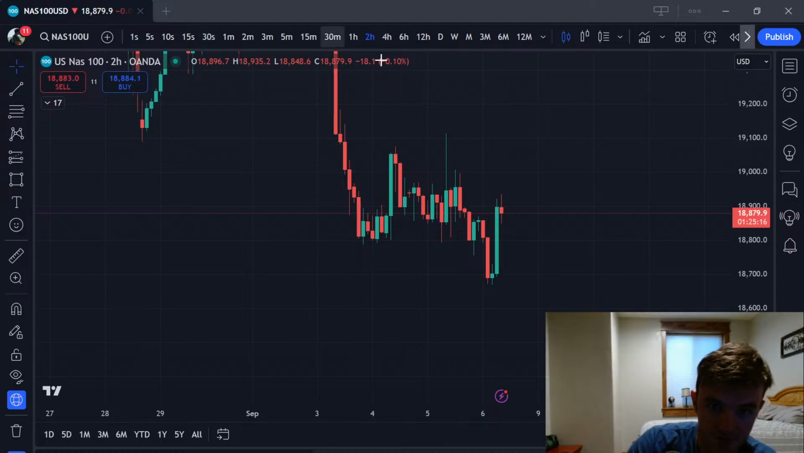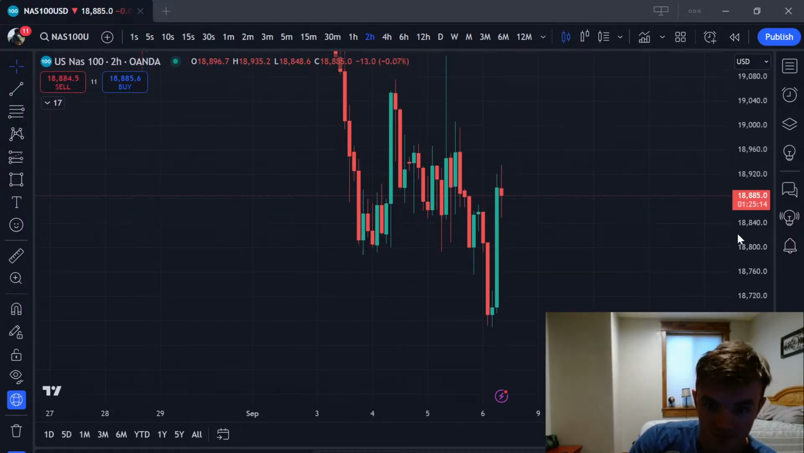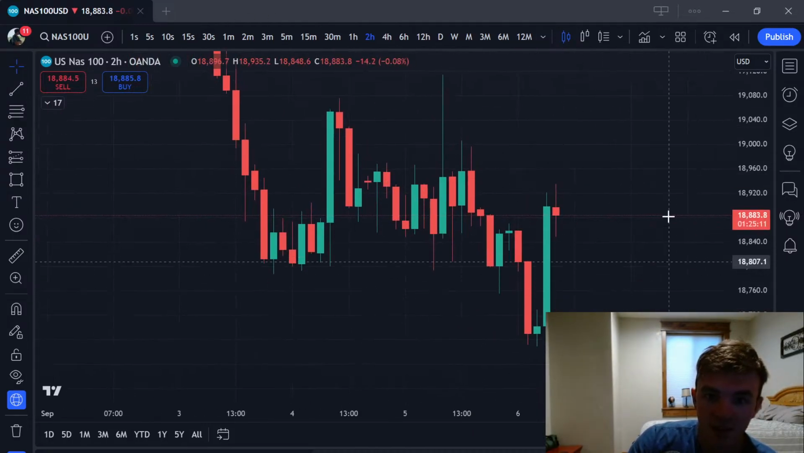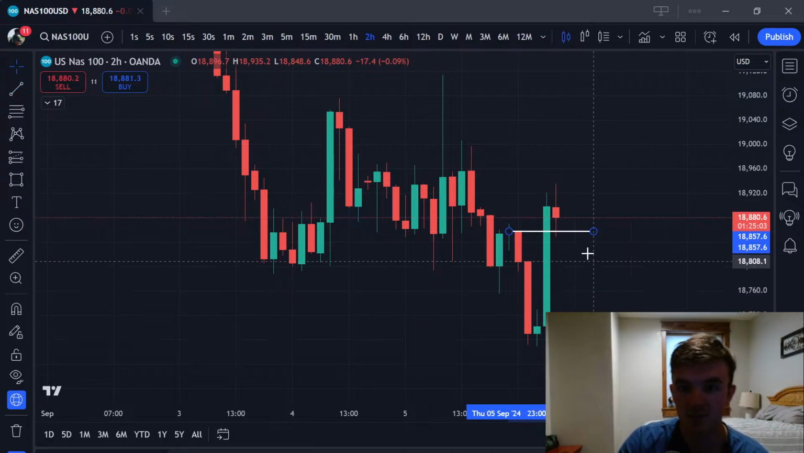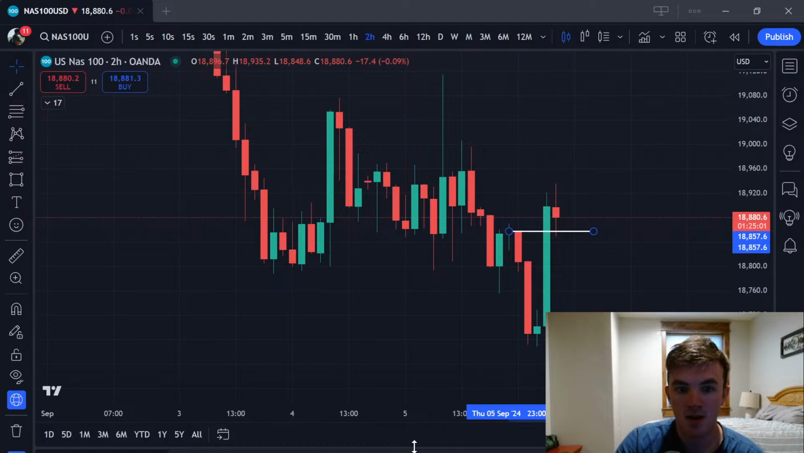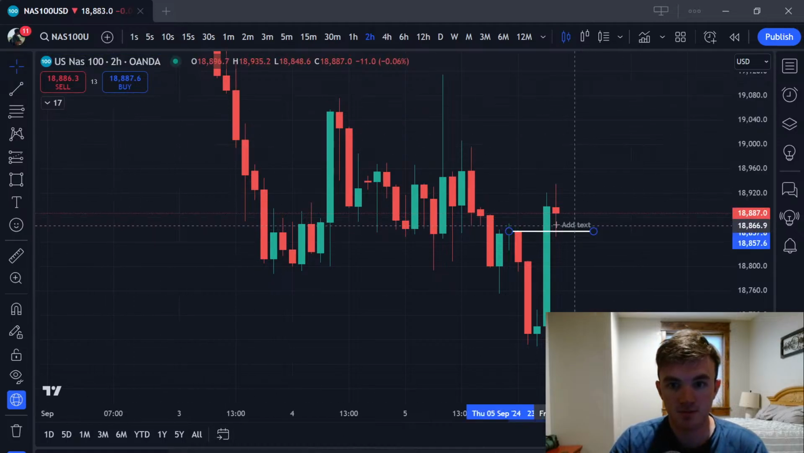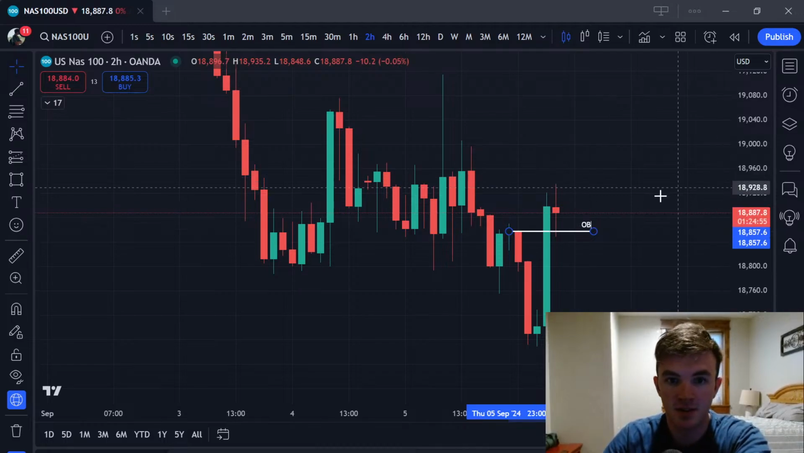Now, really quickly, we got a lot going on right now, so we need to talk about this. So there's this order block that price has just pushed into. So let's mark it.